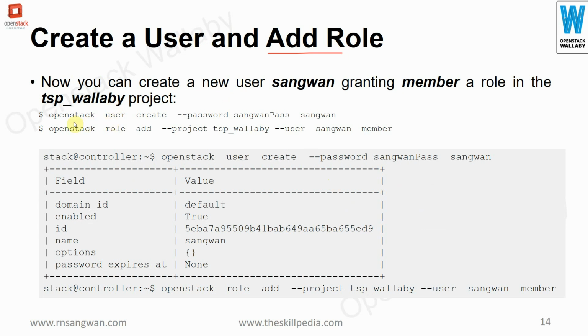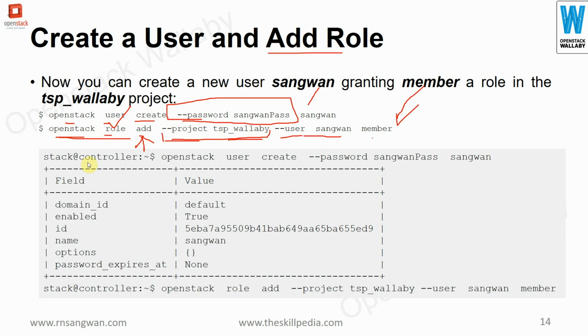Create a user and add role. How do you create a user? OpenStack user create, hyphen password and the password, and then the username. Then you add a role to this user. OpenStack role add, project TSP, user is Sangwan, and what role you want to add. So this is the role you want to add, and this is the project you want to associate and add this user to.